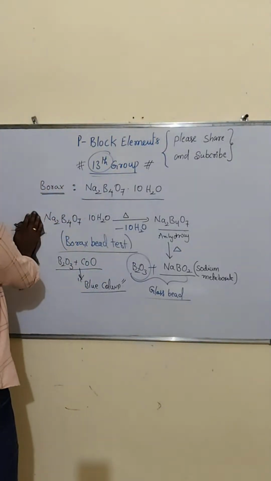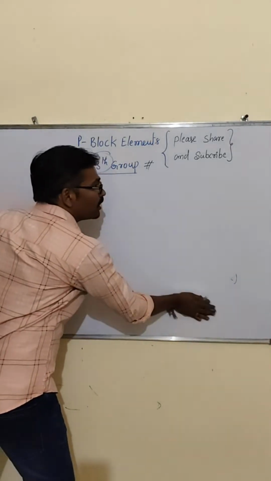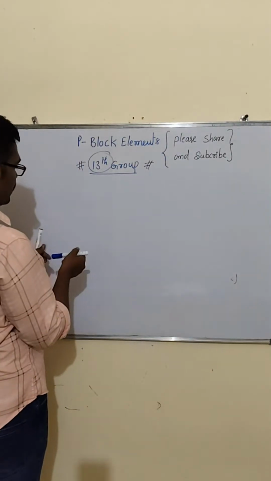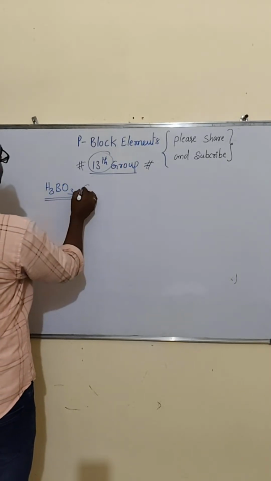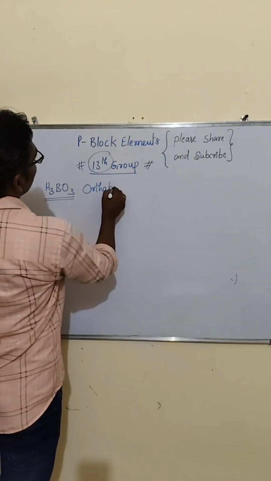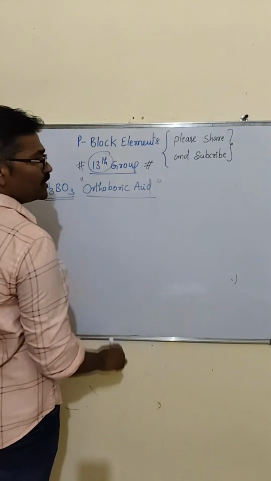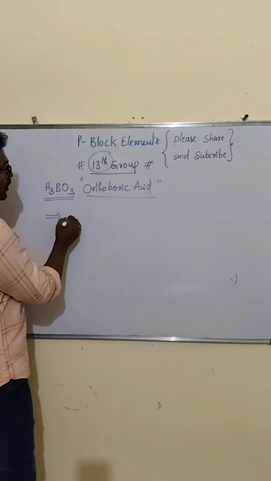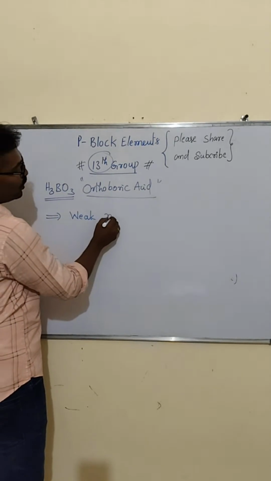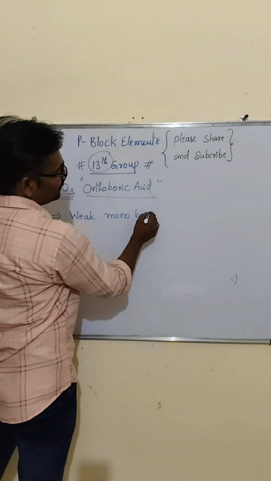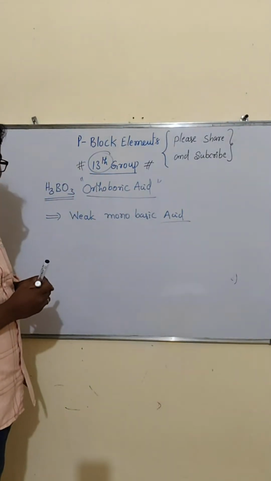So next we have to discuss one more important compound, that is H3BO3, orthoboric acid. I told you it is a weak monobasic acid. Why do we call it a weak monobasic acid?